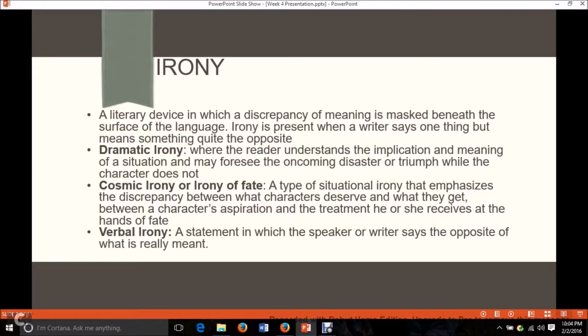And then there's verbal irony, which is very similar to sarcasm, but this is a statement in which the speaker or writer says the opposite of what is really meant. So that's actually a statement rather than an overall situation. So that's why it's very similar to sarcasm.